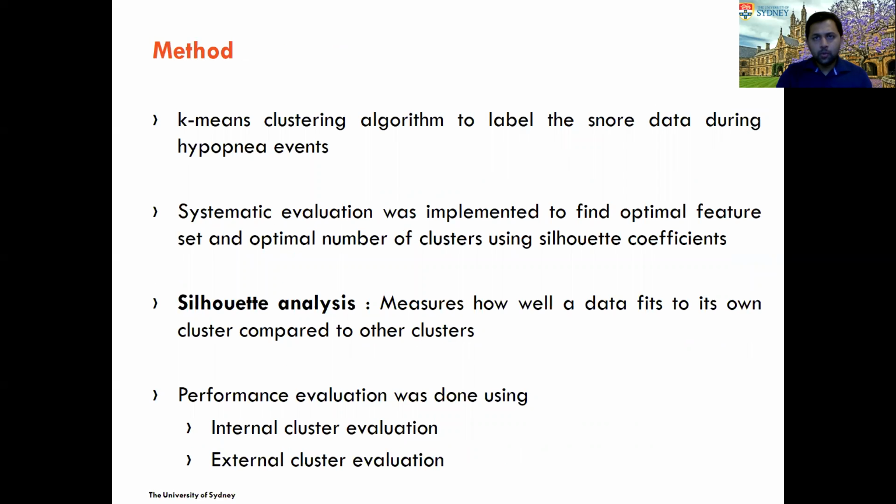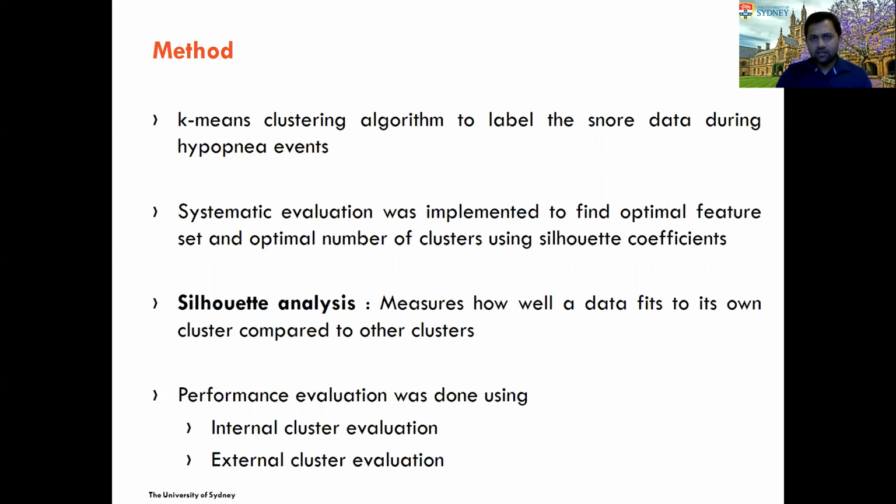We developed an unsupervised cluster analysis using k-means clustering with the features extracted from snore signal during hypopnea events. A systematic evaluation was implemented to find the optimal feature set and optimal number of clusters using the silhouette coefficient. Silhouette analysis is a measure of internal cluster validation, which measures how well a data point fits into its own cluster compared to other clusters. The silhouette plot provides a visual way to assess parameters such as number of clusters and number of data points in a cluster, and its value ranges from -1 to 1.